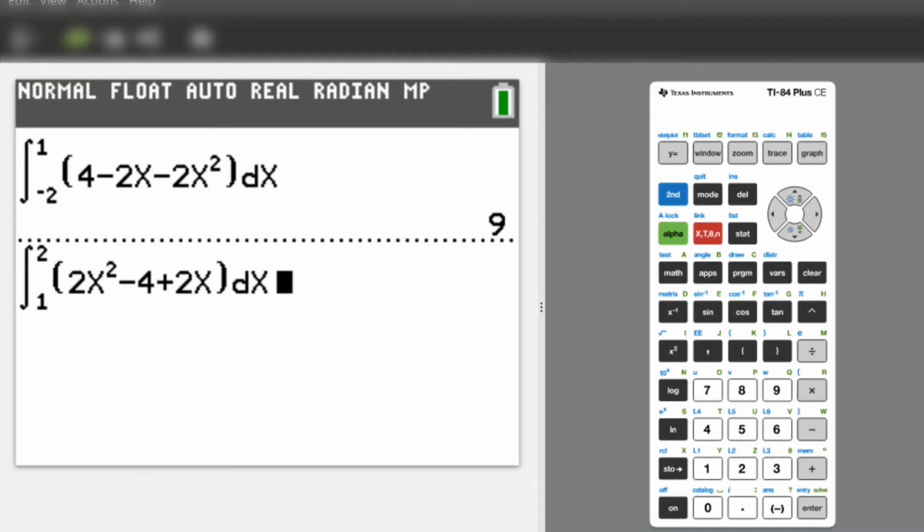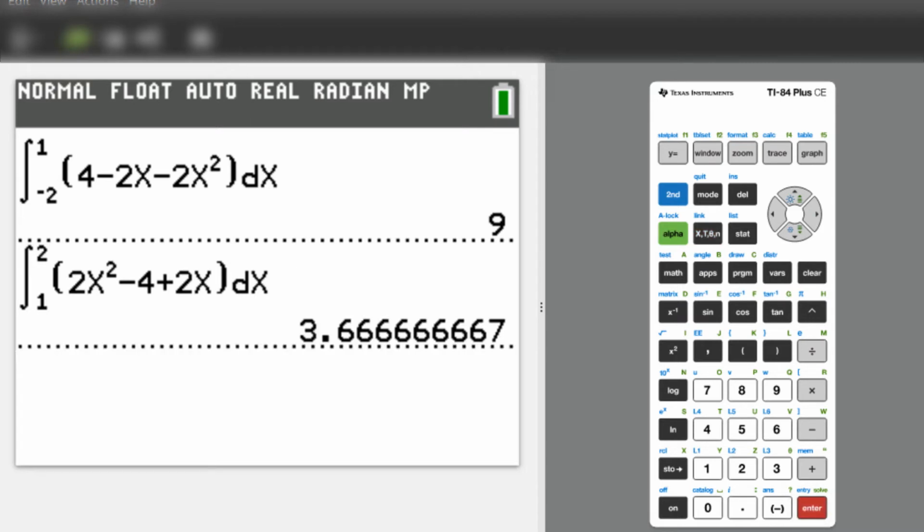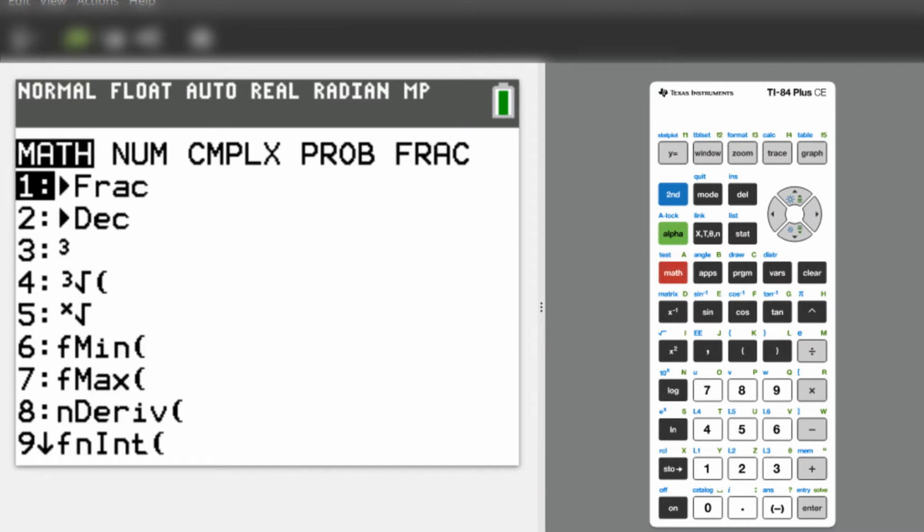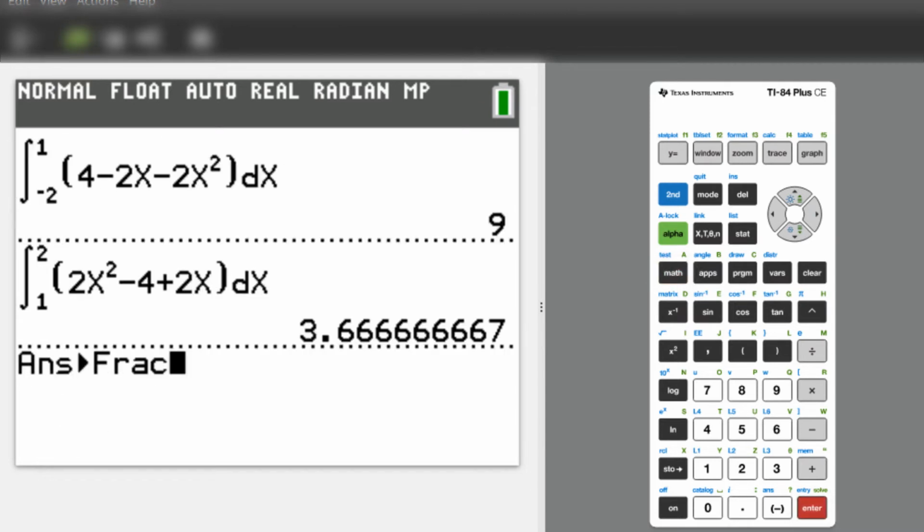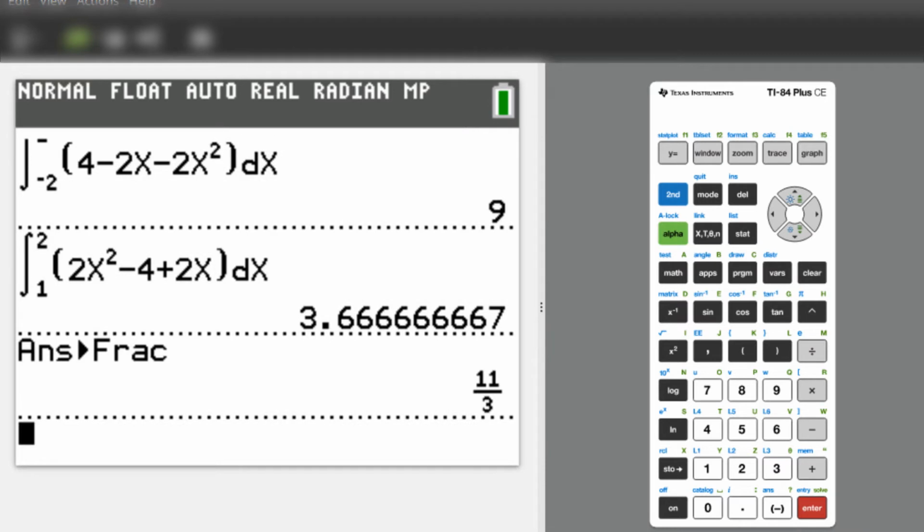Enter. Most of the times we want our answers expressed in terms of a ratio of integers. So what you can do is hit Math, and where you see the frac, which is 1, push enter and enter, and now you get the expression of 3.6666666 written as 11/3. And then we can add these two numbers together.